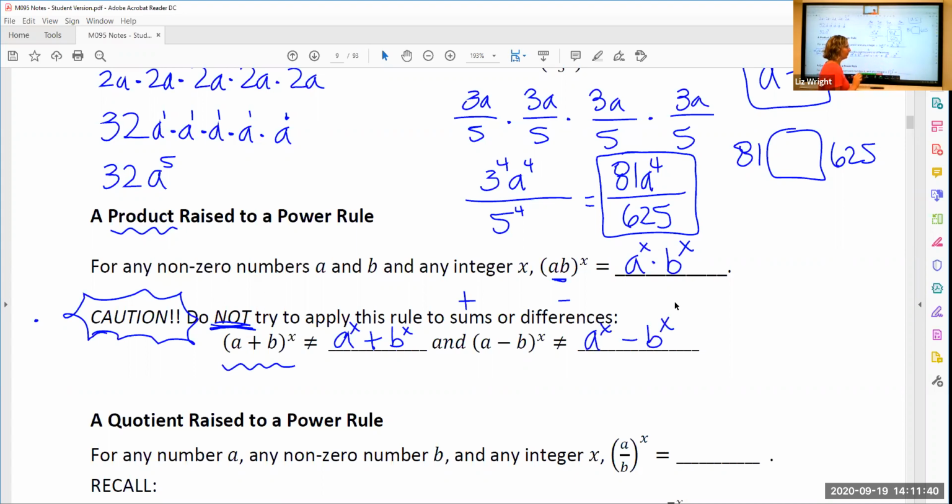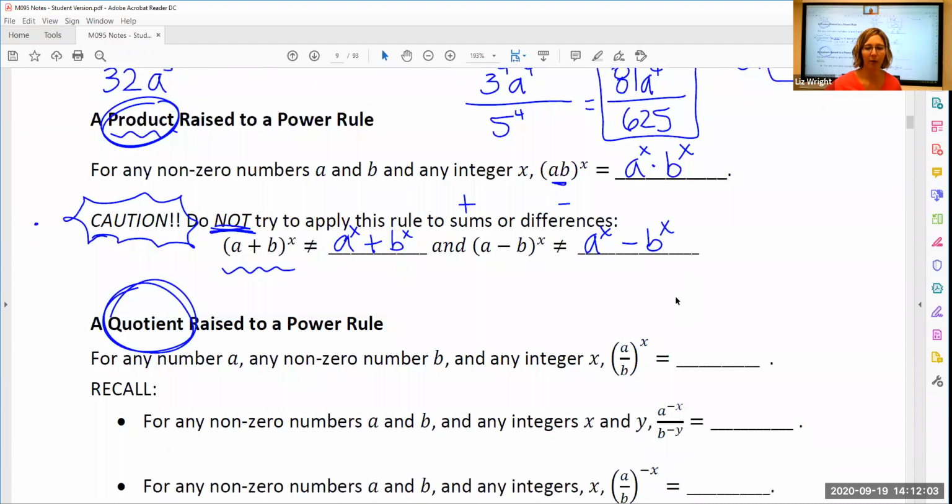The only time, I'm hoping you remember, that you can distribute that exponent into the parentheses is if you have a product or a quotient. That's the only time, not addition, not subtraction. Let that siren go off in your head a few more times to make sure you don't ever do that when you have addition or subtraction, because it will not work. It'll give you the wrong answer.